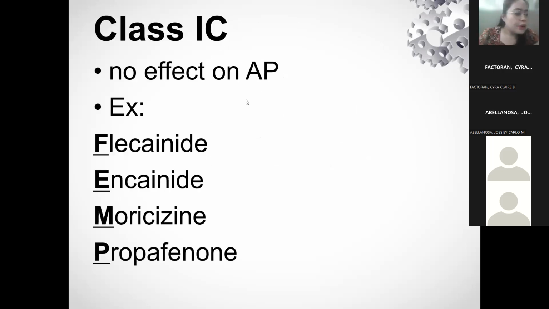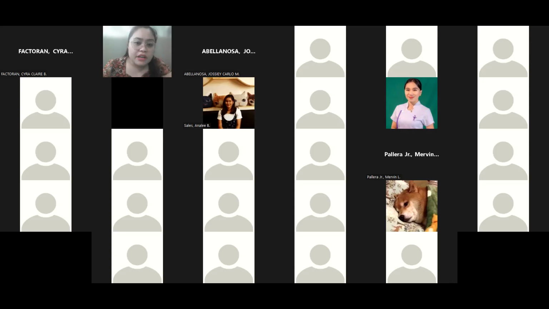Okay, so next meeting, we will discuss class 1C, class 2, 3, and 4. But we will not really dig deeper into class 2 and class 4, the beta blockers and the calcium channel blockers, since we are done with them. They have the same mechanism of action. Whatever their mechanism of action is for hypertension and for heart failure, that is still the mechanism of action they use in arrhythmia.